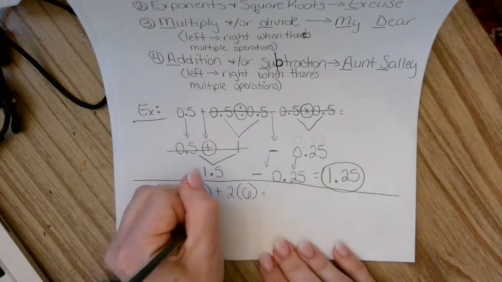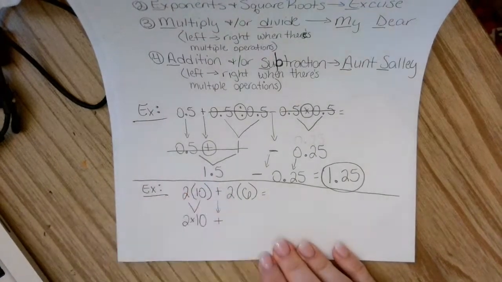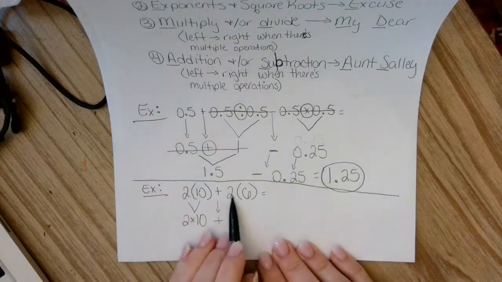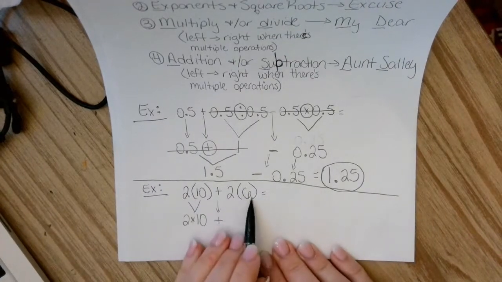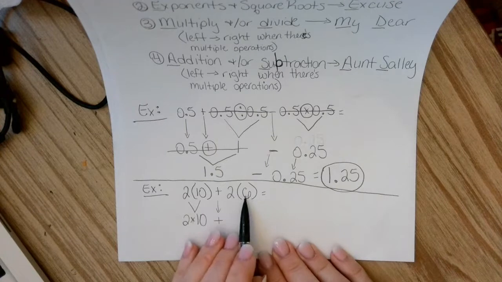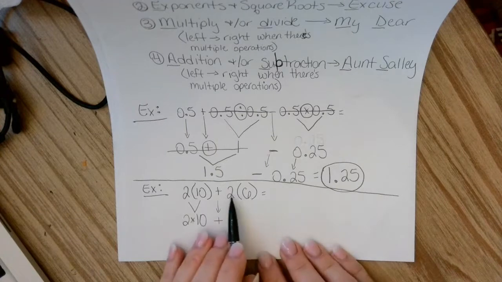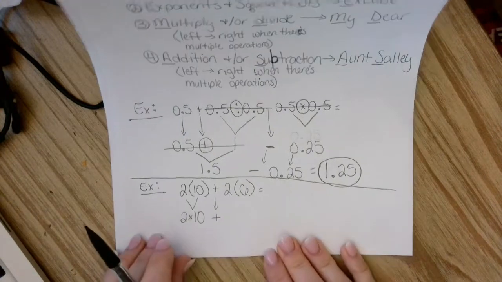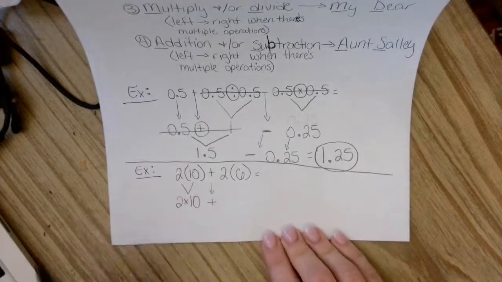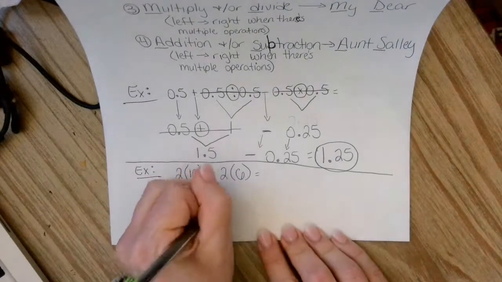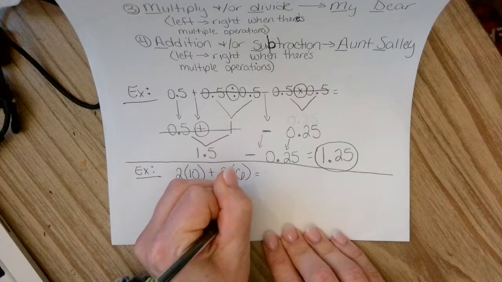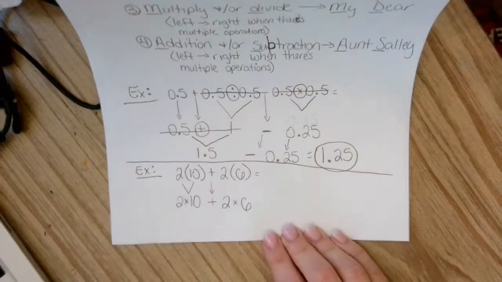And then my addition sign is going to come down. And then same thing here, when I have a number in the parentheses that is right beside another number, I'm going to multiply those two. It's one of the many ways that we can write multiply. So what that actually means is 2 times 6.